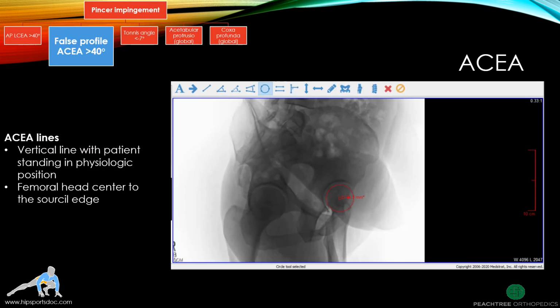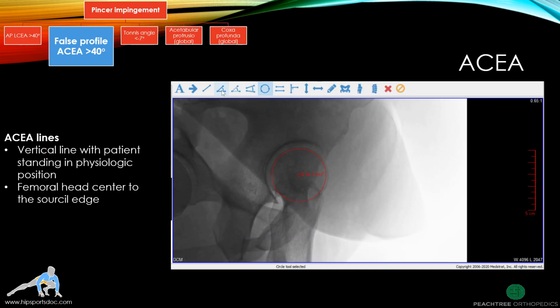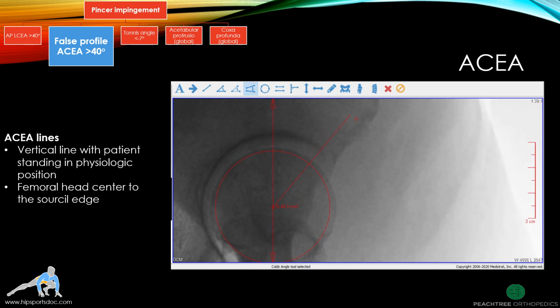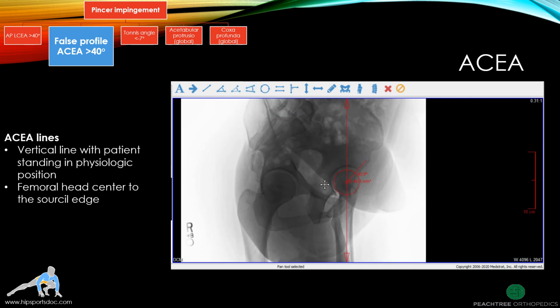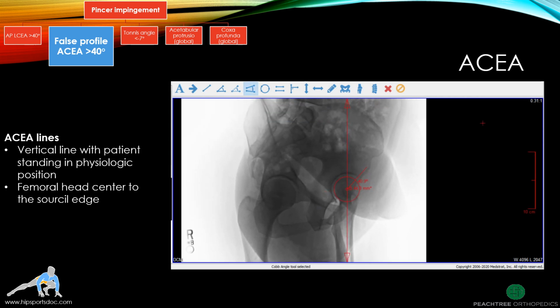This is the false profile view, and we are measuring the acetabular coverage in the left hip with the anterior center edge angle. We have inverted the image display to make the sourcil more visible. The ACEA is the angle formed between a vertical line with the patient standing in physiologic position and a line from the femoral head center to the edge of the sourcil. In this image, the ACEA is greater than 40 degrees, which suggests pincer impingement.